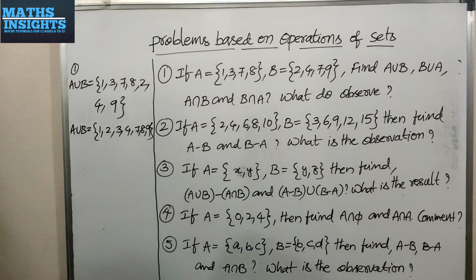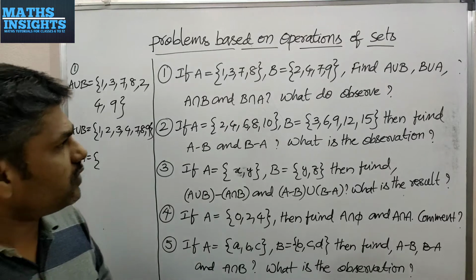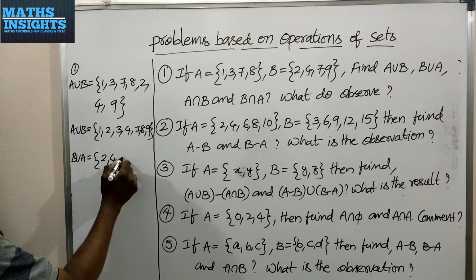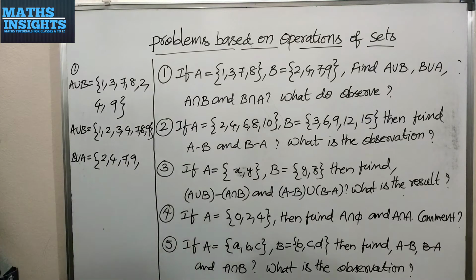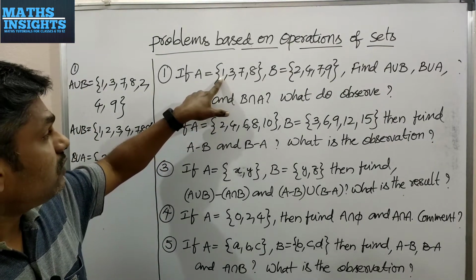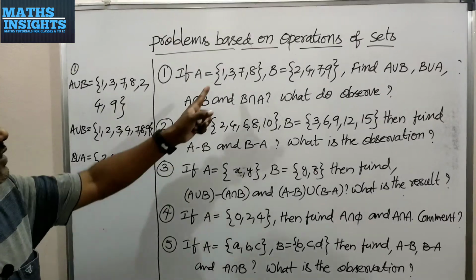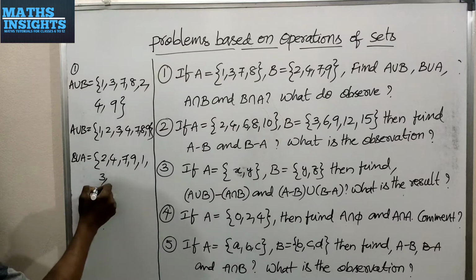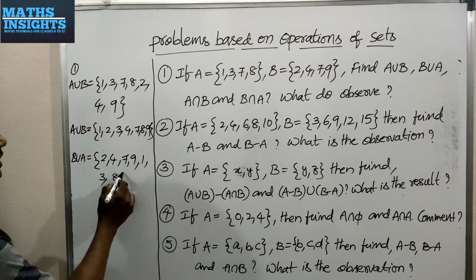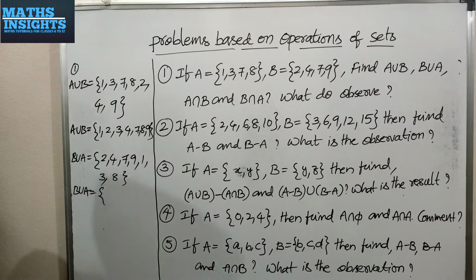And coming to B union A. B union A means you have to write the elements of B first. See 2, 4, 7, 9. And then come to the elements of A. You have to start with 1 and check whether 1 is already written or not, but not written. Therefore I am writing it. And if you observe 3 is also not written, but 7 is already written here. Therefore I am not writing it again. And then 8.